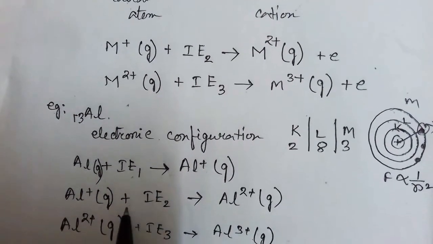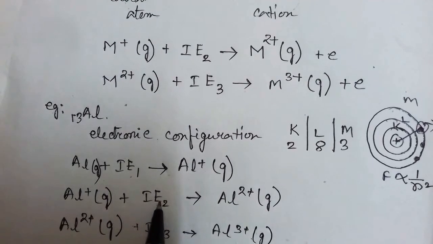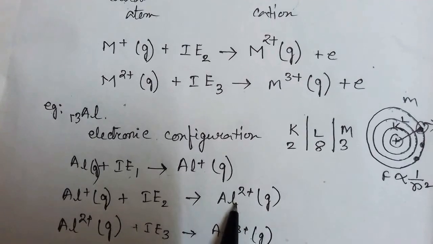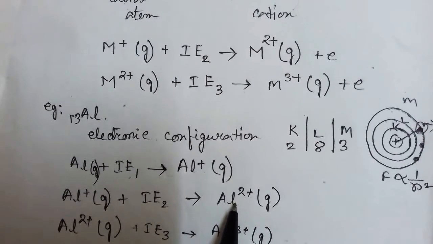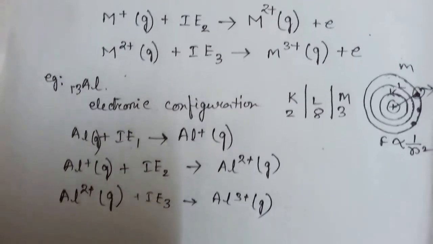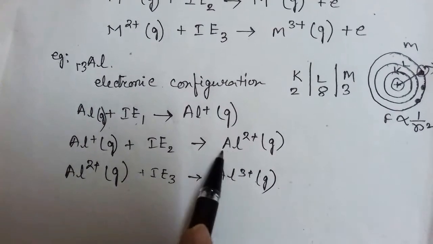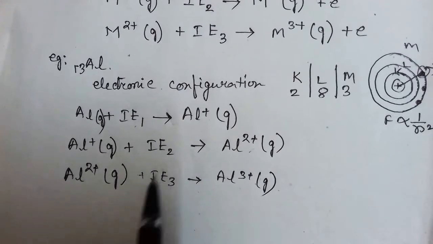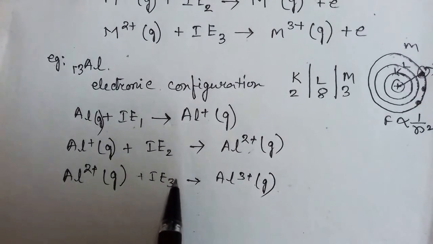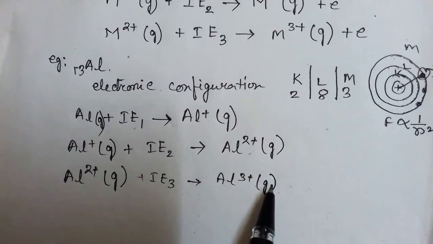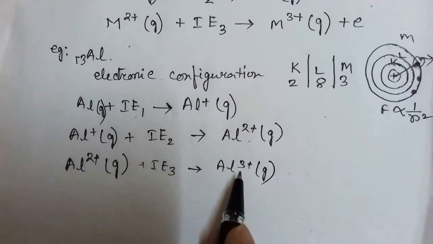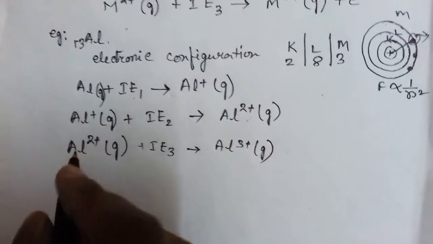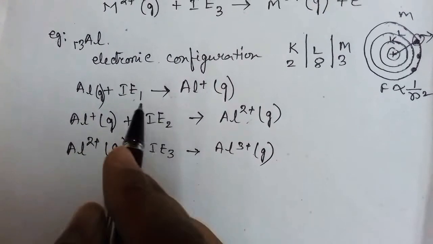So aluminium, being given its first ionization energy, will become Al plus gaseous, and then Al plus gaseous is given its second ionization energy, the required amount of energy. It will become a bipositive aluminium 2 plus gaseous cation, and then taking this cation, Al 2 plus gaseous, giving the required amount of energy, it will become a tripositive gaseous cation. So now, what will be the amount of energy it should be given?